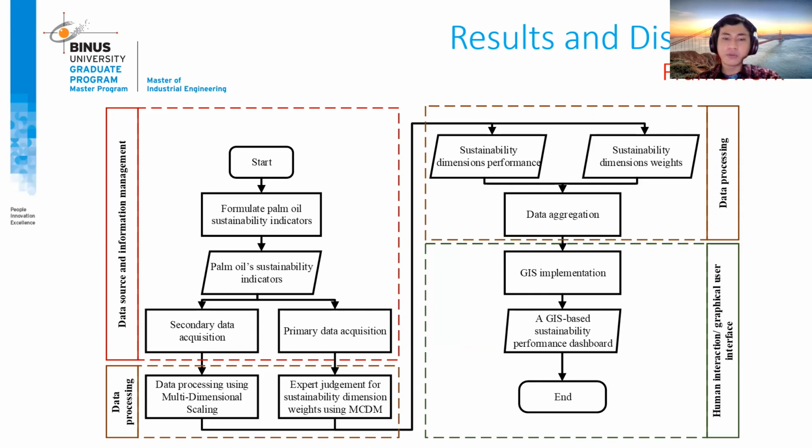The next step for the primary data acquisition is the sustainability dimension weights. For the secondary data, it is the sustainability dimension performance. After that, we can get the data aggregation. And the next step is we can do the GIS implementation. And finally, we can get a GIS-based sustainability performance dashboard.